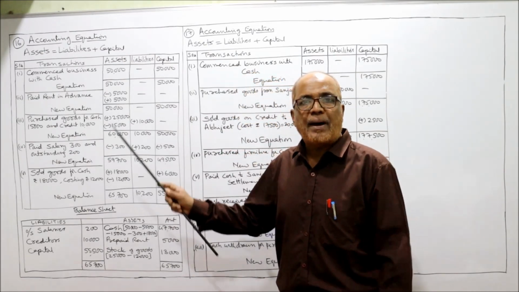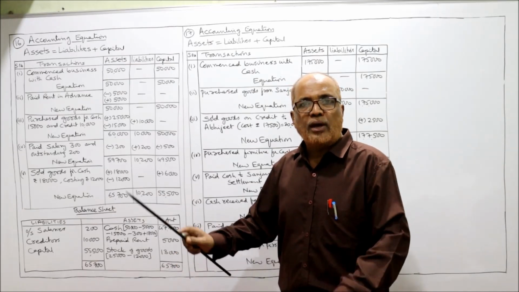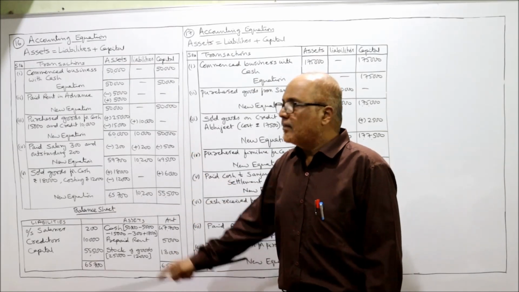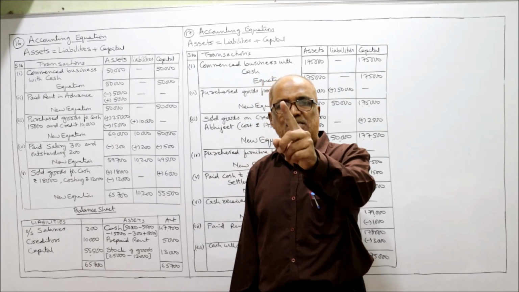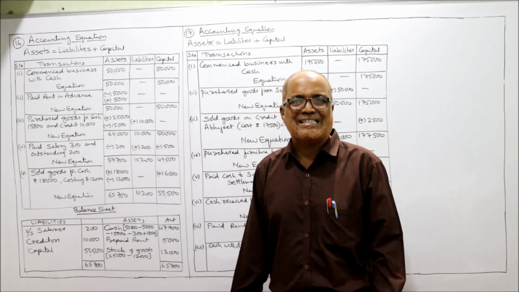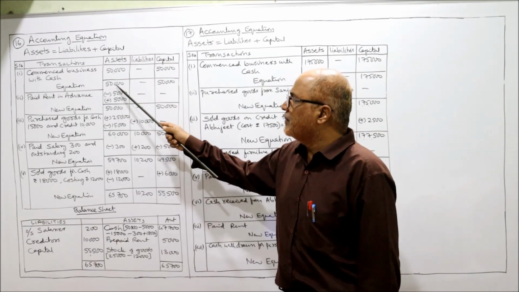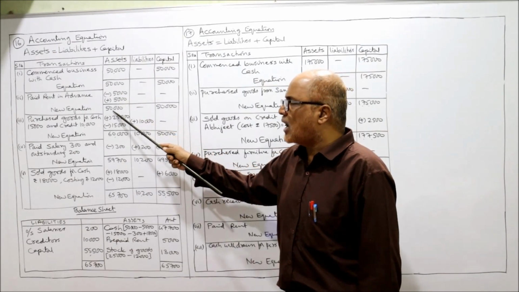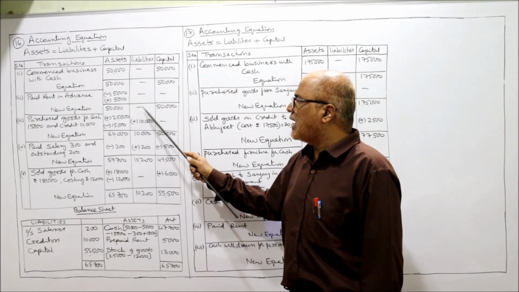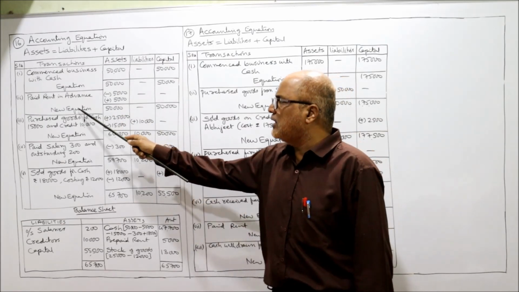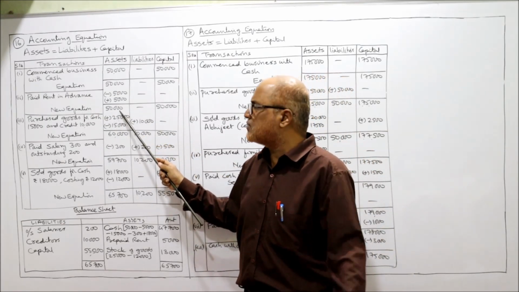So there is no impact on liability, and no impact on the capital. The effect of this transaction is that one asset will increase and the other asset will decrease. So minus 5,000, plus 5,000. What is the net effect? 50,000 minus 5,000 plus 5,000, again 50,000. No effect on liability. Capital is 50,000. The new accounting equation is satisfied.